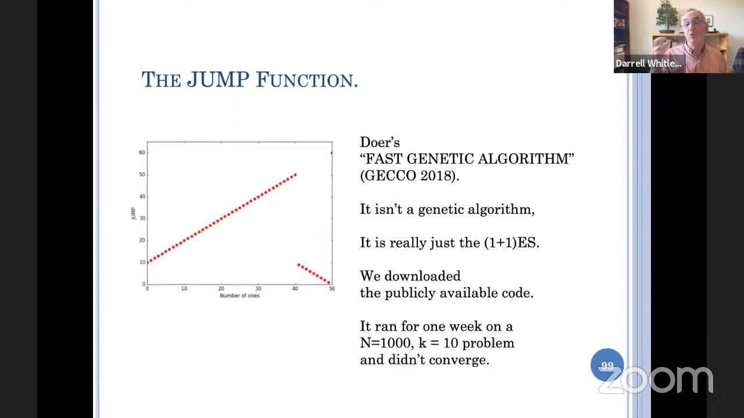We ran it for 1 week on n equals 1,000 and k equals 10, and it still didn't converge. Even though this is called a fast genetic algorithm, it's not really. It's just a 1 plus 1 ES. That seems like a completely misleading reference there.